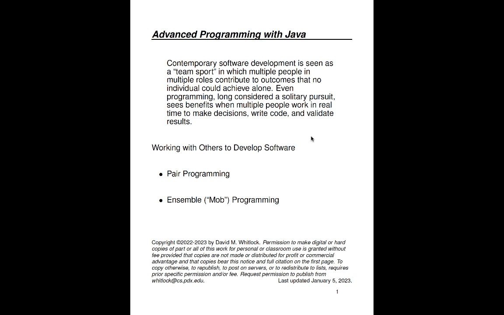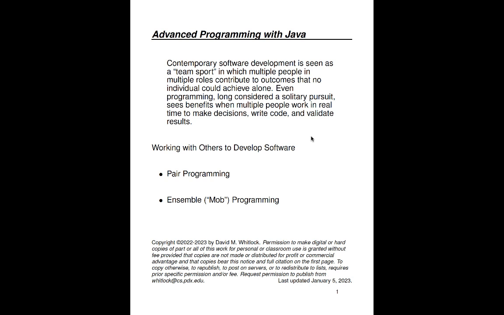Contemporary software development is seen as a team sport in which a number of people in a bunch of different roles contribute to outcomes that no individual could achieve alone. Even programming, the act of writing code and telling a computer what to do, which was long considered a solitary pursuit, sees a lot of benefit when multiple people work in real time, collaborating to make decisions, to write code, and to validate results.